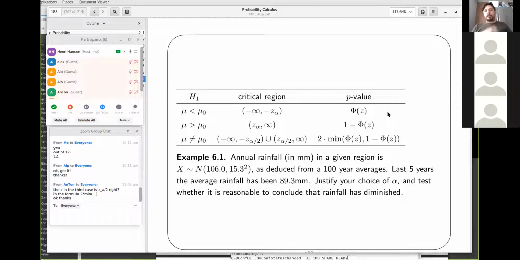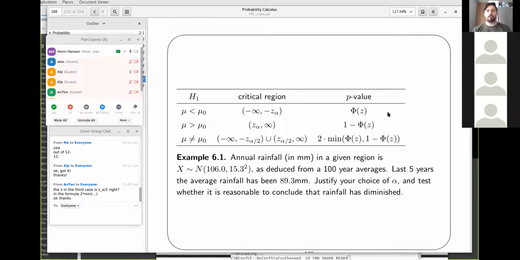Okay, here's an example. Annual rainfall in a given region is deduced from 100-year averages. So let's assume that over the last 100 years, this has been the rainfall. Over the last 5 years, on the other hand, the average rainfall has been 89.3 millimeters. Justify your choice of alpha, your significance level, and test whether it's reasonable to conclude that the rainfall has diminished. I didn't write out the actual solution here, because I will do that next week's Friday. I'll gather all these examples and we'll go through them in detail.